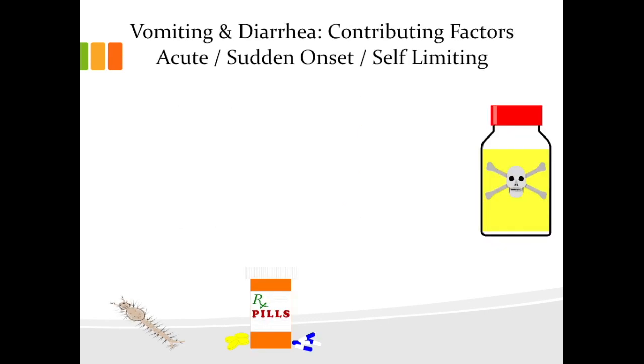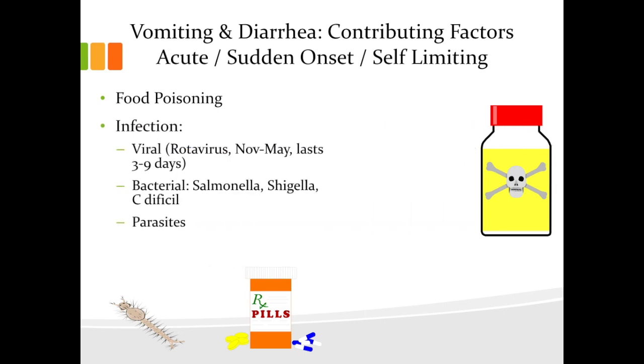So it can be acute, sudden onset, and self-limiting. Food poisoning. You eat, several hours later, you have your symptoms. Infections. Now, these viruses, the rotavirus is the worst for the children because it causes such profound diarrhea. We're still in the rotavirus season between November and May, and this can last from 3 to 9 days.